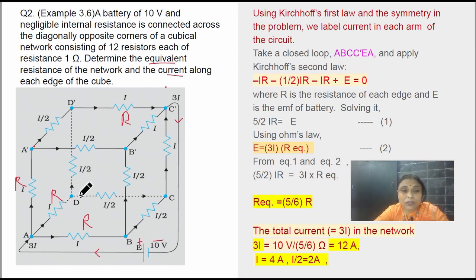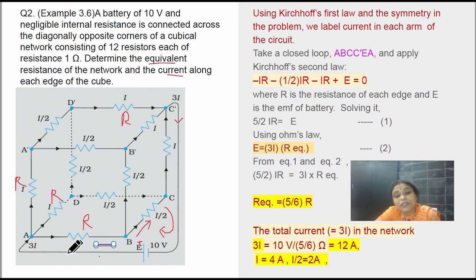So using Kirchhoff's first law and the symmetry, we label the current in each arm, just like I told you. Now, to determine the equivalent resistance, we take a loop. You can take any loop. You can take A', D, C, or you can take A, B, C and C'. I'm going to take this one, the simplest one. So I'm going around this path, and my loop is like this. Current is also moving like this, and I am also moving like this.